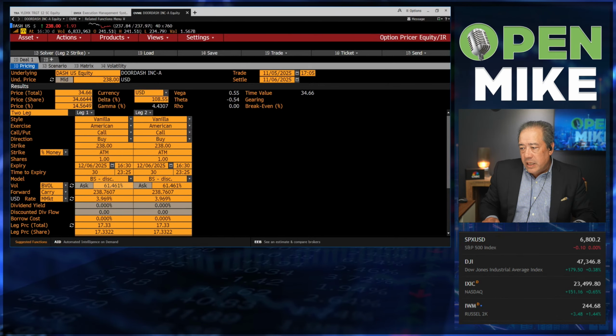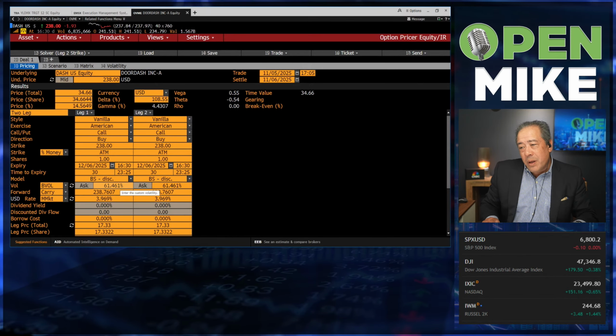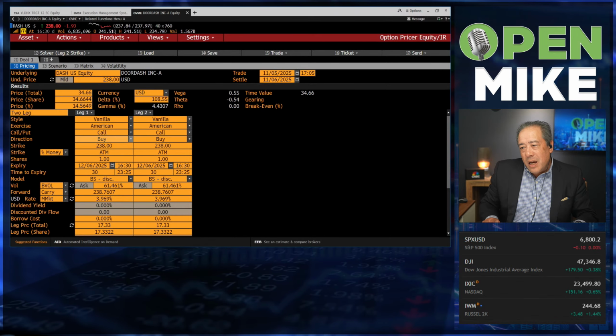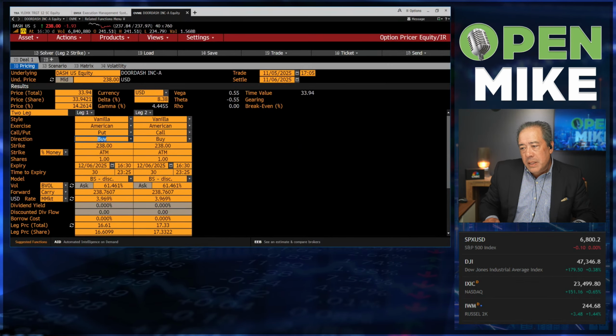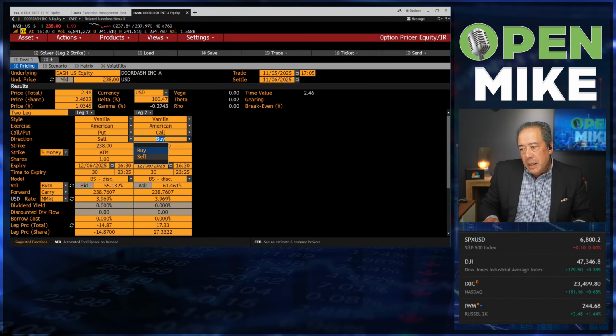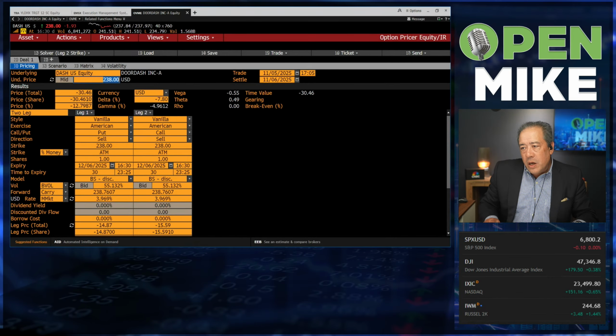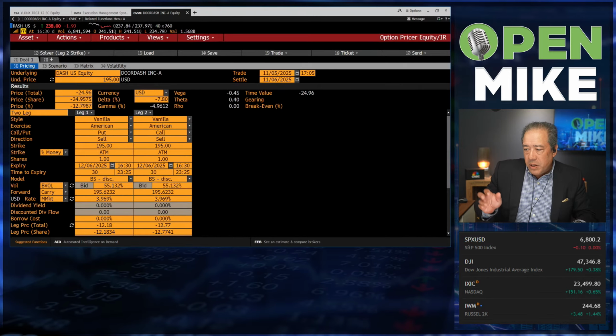So the volatility assumption here is 45 that I'm going to use. On the downside, so this will be a put. That's going to be a call. I'm going to be selling both. I'm going to use $195 as my stock price assumption.